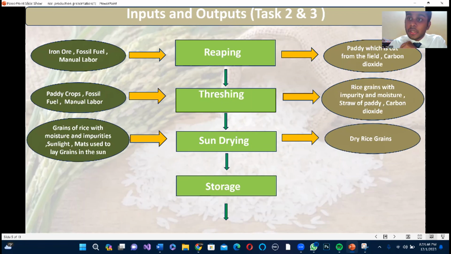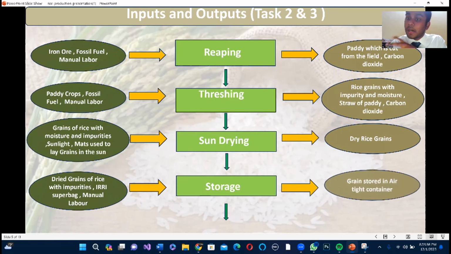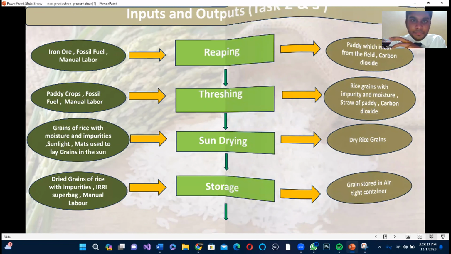Then going to the storage step. In the storage step, we have the dried rice grains, which we have dried in the previous step. We have IRR super bags and manual labor. And our output will be the grains stored in airtight container. The airtight container is the IRR super bag, which prevents any new moisture or any other environmental factor affecting our freshly packed, freshly stored rice.